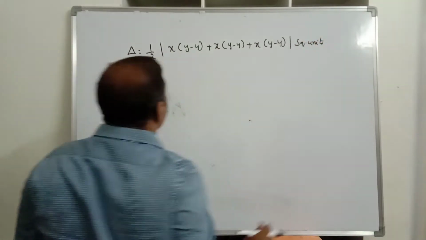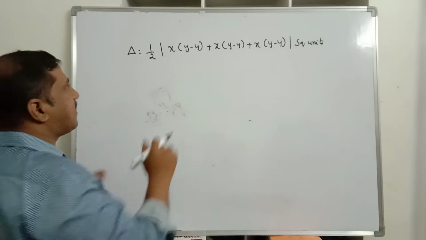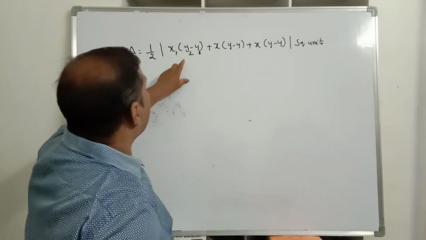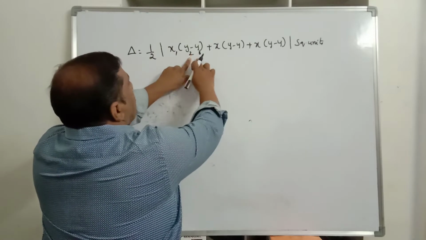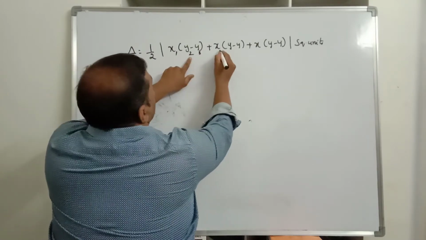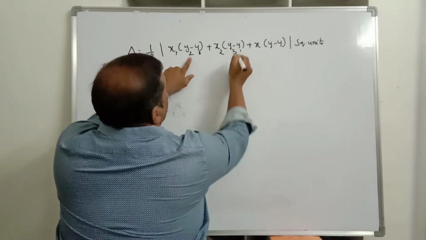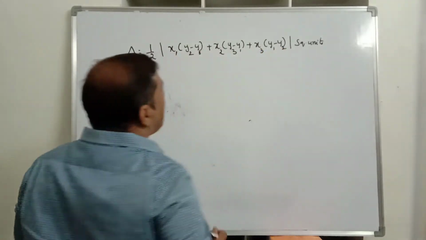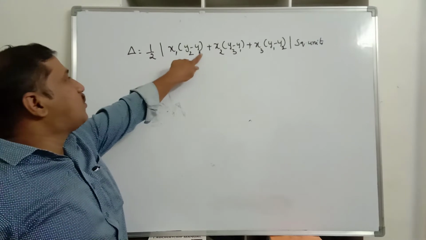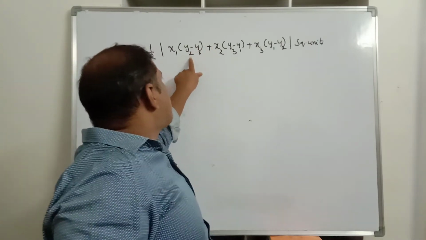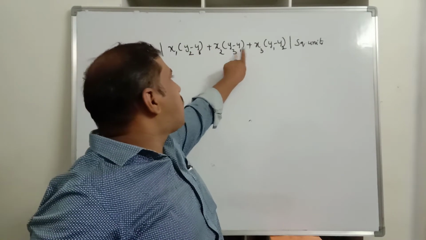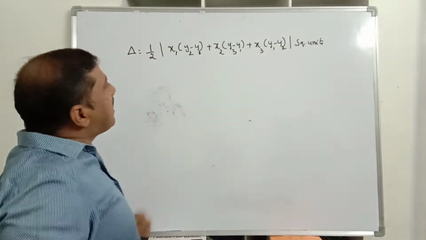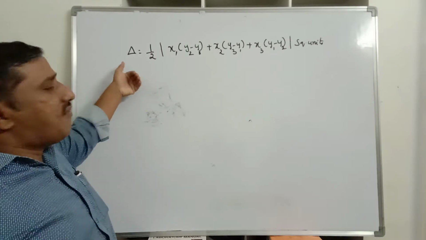Now keep the subscripts, that is 1, 2, 3, 1, 2, 3. Start from 1, 2, 3 order, 1, 2, 3, then 2, 3, 1. Again this is 3, 1, 2, then start with the 2: 2, 3, 1, then start with the 3: 3, 1, and it is 2.